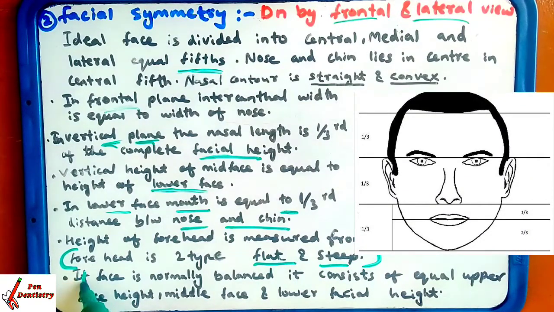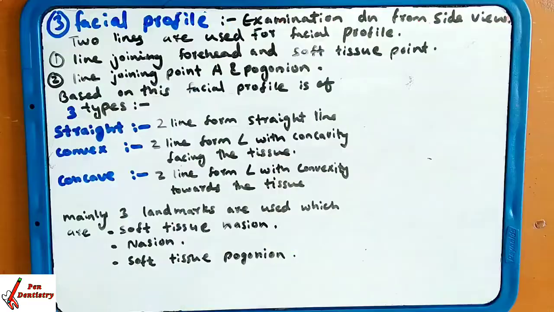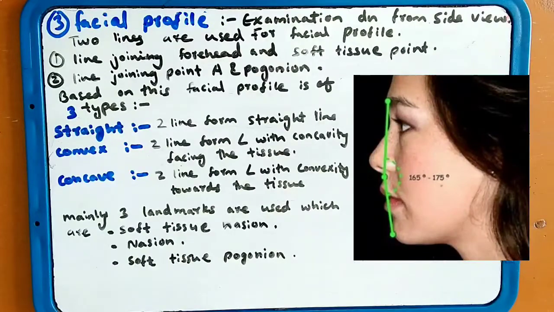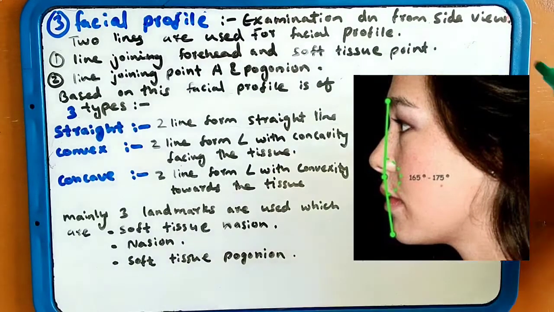If the facial symmetry is normally balanced, if the balance has been maintained in facial symmetry, it consists of equal upper face height, middle face and lower facial height. Facial profile: how are we going to examine the facial profile? Examination is done from the side view.